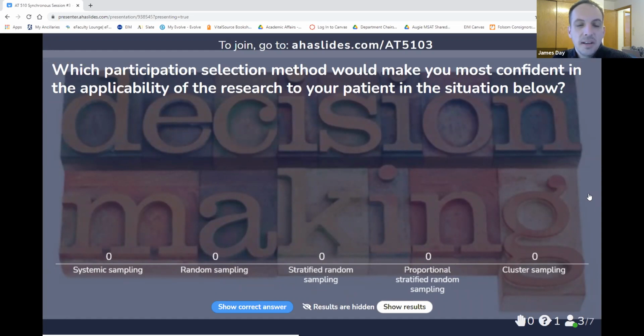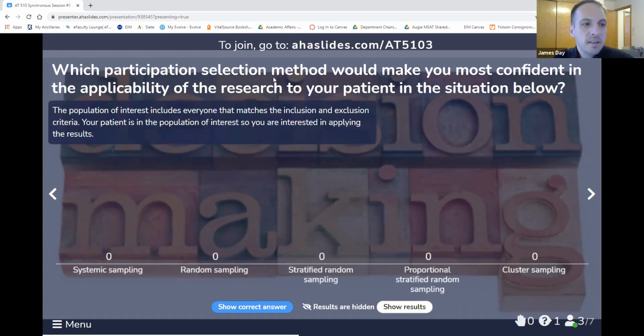Which participation selection method would make you the most confident in the applicability of the research to your patient in the situation below? The population of interest includes everyone that matches the inclusion and exclusion criteria. That's just a fact. Your patient is in the population of interest, so you're interested in applying the results. So basically, what I'm asking you here is, of these different types of participation selection, what works out most accurate?